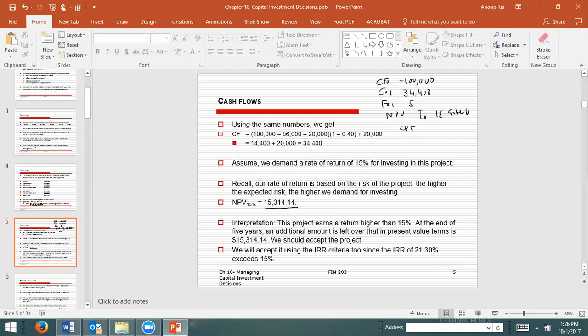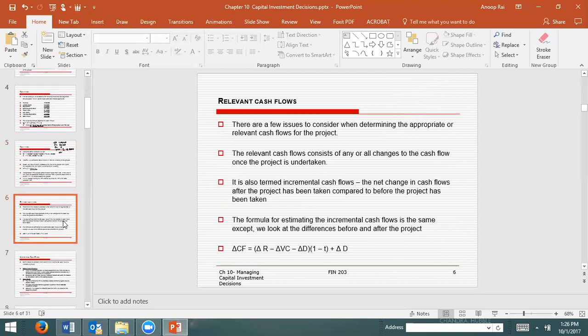So we'll obviously accept this project because NPV is greater than 0. If we were to use the IRR criteria, then we'd click on IRR compute, and we'll get 21.30%. And since we use 15%, we'll assume that's the minimum the company or the investor wants. It's obviously greater than 15%, and we'll, of course, go ahead and use this project.